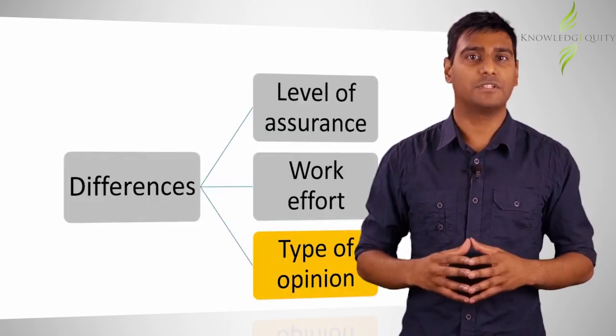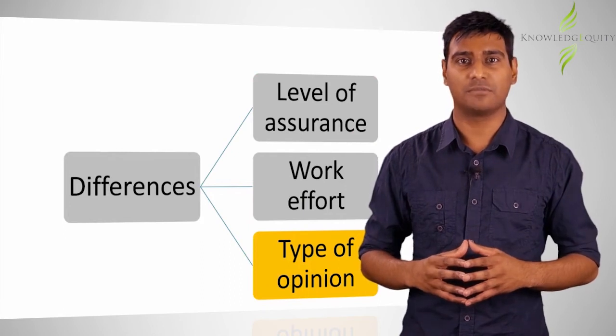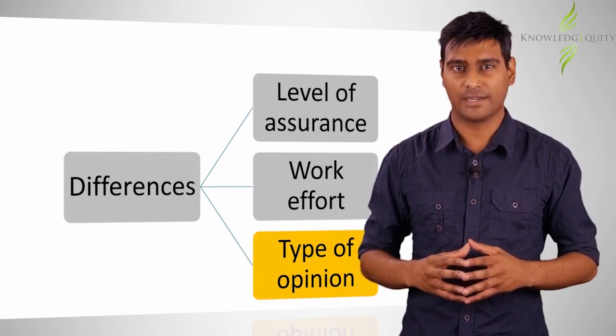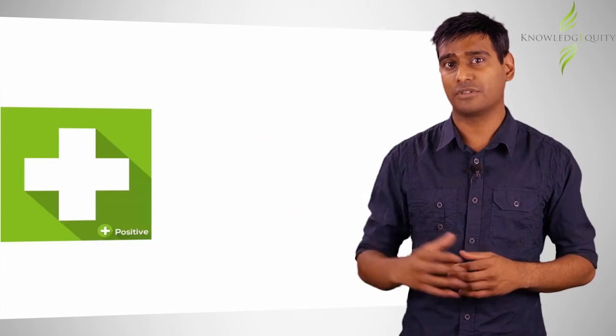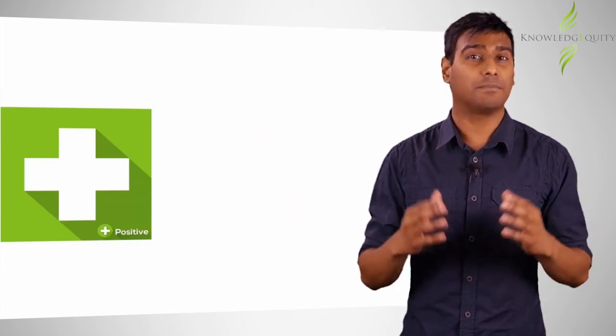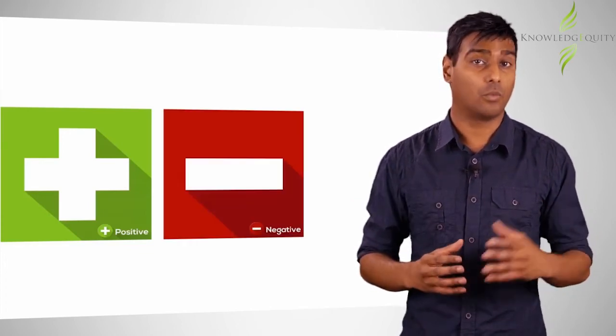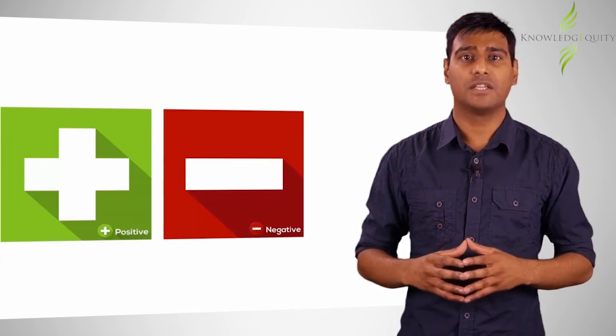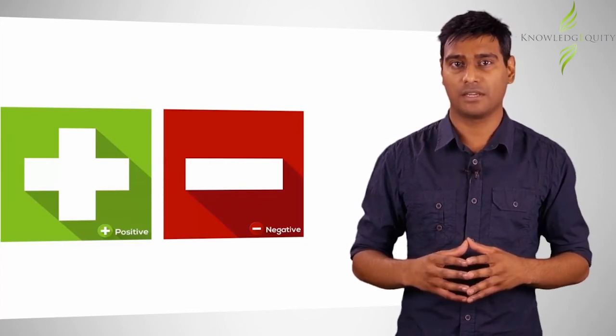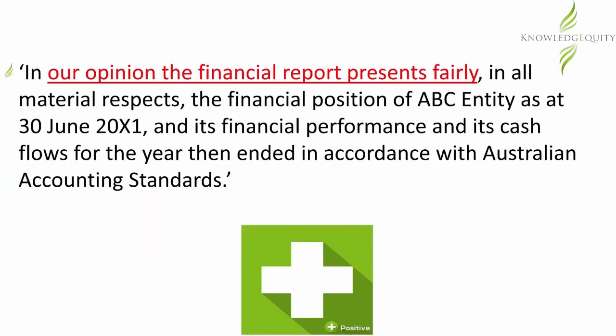The third major difference between a reasonable and limited assurance engagement is the type of opinion that is provided. In a reasonable assurance engagement, the practitioner expresses a positive form of opinion, while in a limited assurance engagement, the practitioner would express a negative opinion. For example, a positive audit opinion explicitly states that the financials are fairly presented.